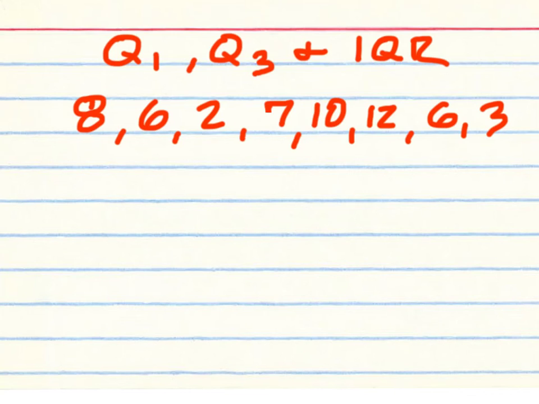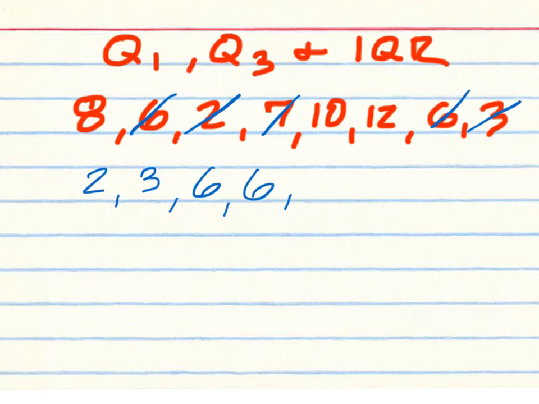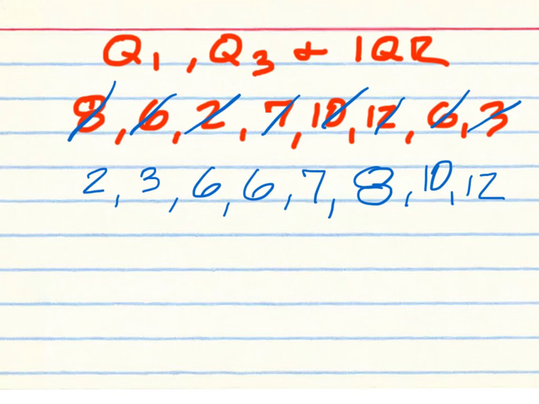Put the list in order from least to greatest. So it will be 2, 3, and then we go to 6, oh, actually 2 6s, and then 7, and 8, and then 10 and 12. Next, if you find the median, we have 1, 2, 3, 4, 5, 6, 7, 8 numbers, so the halfway point is here. The median is 6.5. Now the left-hand side, here's the midway point.